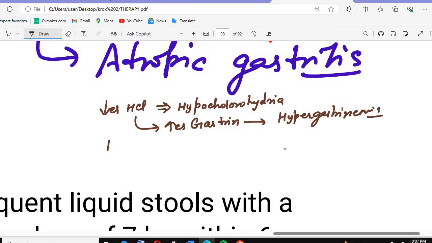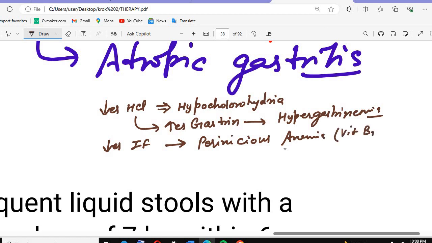Along with that, we will see a decrease in the intrinsic factor. So the patients will have pernicious anemia, and the pernicious anemia is due to vitamin B12 deficiency, because the intrinsic factor is needed for vitamin B12. So we call this vitamin B12 deficiency. Okay.